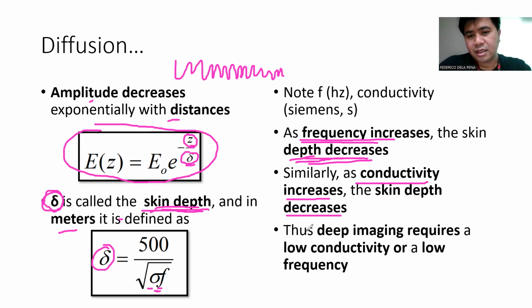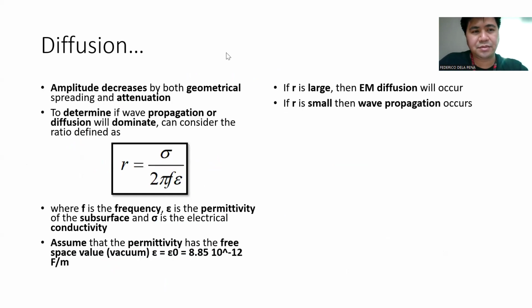And as a consequence, if you want to do a deep survey, you will need to use a low frequency method. So I think you're familiar, you encounter that in seismic reflection: generally lower frequency, deeper penetration, less energy losses. Amplitude decreases again due to your geometric spreading and your conductive losses. You also call that attenuation.